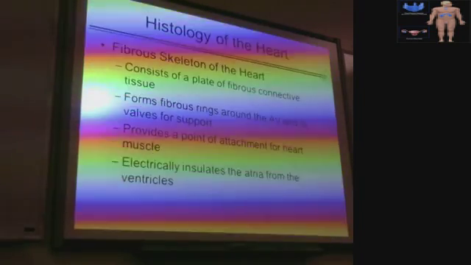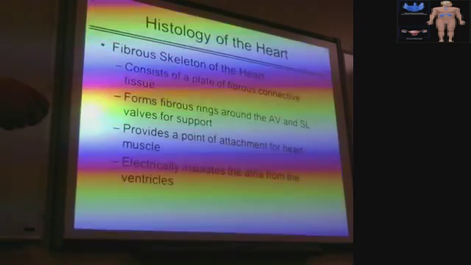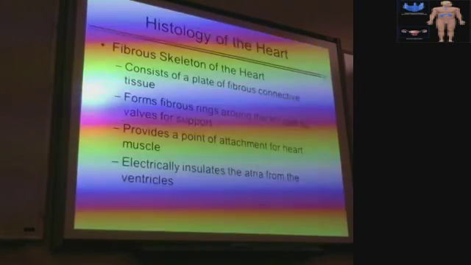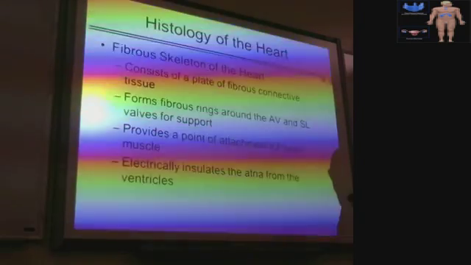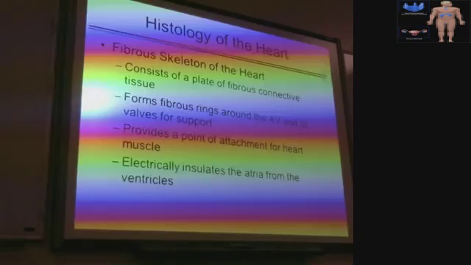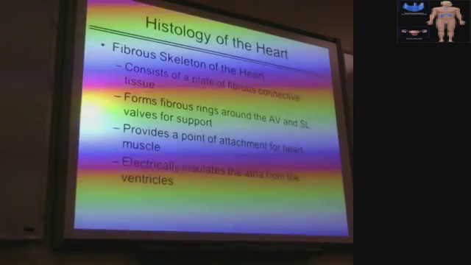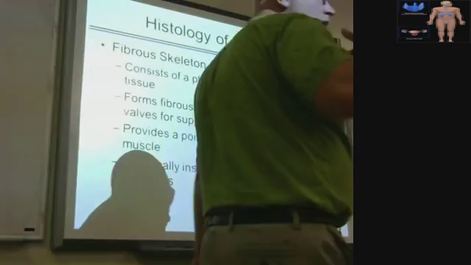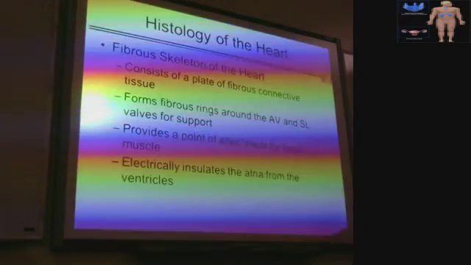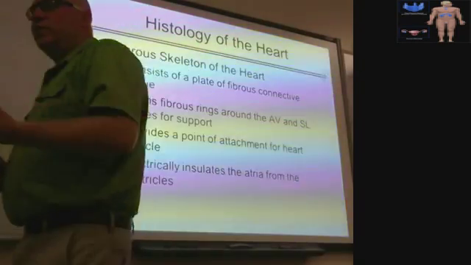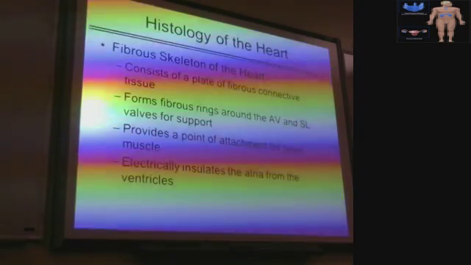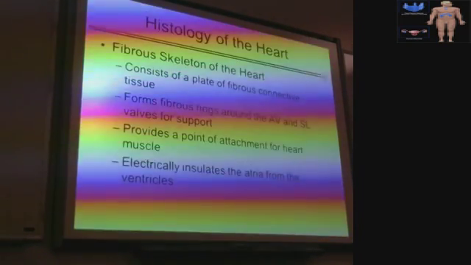It also provides a point of attachment for heart muscles. If the heart muscles don't have some type of substrate from which to attach, it would not be a very efficient system. It also helps to electrically insulate the atria from the ventricle. So when the atria are triggered to contract, only the atria contract. When the ventricles are to contract, only the ventricles contract because they're electrically insulated from each other. If they both contracted at the same time, you would have complete disorder in the body. You probably would not live for a very long period of time.